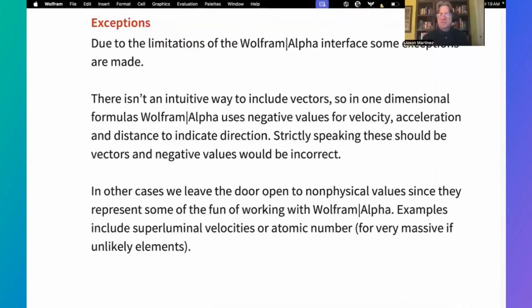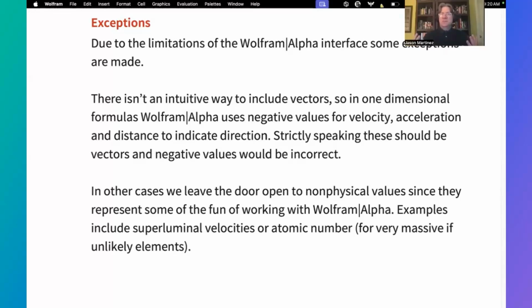Now, there are a few exceptions to how we do this. And they fall into two categories. The first are just cases where we don't have a good alternative. We don't have an intuitive way at the moment to include vectors in our Wolfram Alpha input fields or results. So we allow negative values for velocity and acceleration and distance to indicate direction. So most of the formulas that are using these are one-dimensional. And so a negative value just means we're going in the opposite direction or accelerating in the opposite direction.